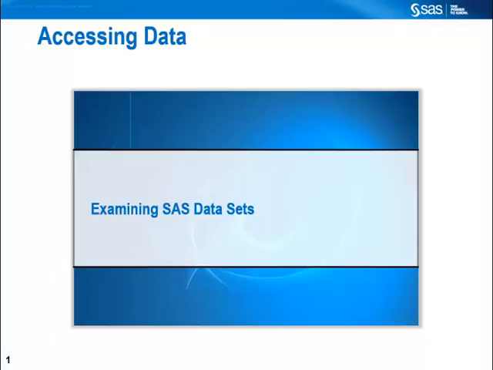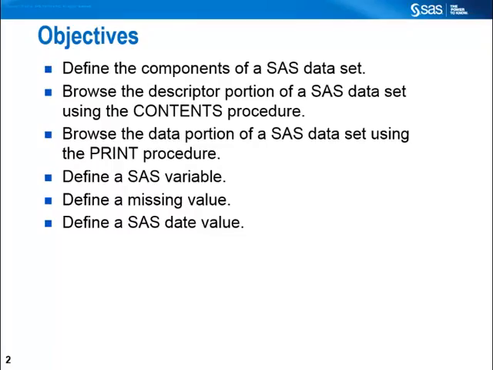Today we will be talking about accessing data. In this, first we will be examining SAS datasets. So our objectives would be to define the components of a SAS dataset. We will browse the descriptive portion of the SAS dataset using the contents procedure. We will browse the data portion of a SAS dataset using the print procedure. We will define the SAS variable, a missing value, and a SAS date value.